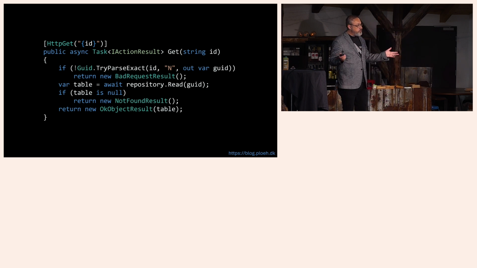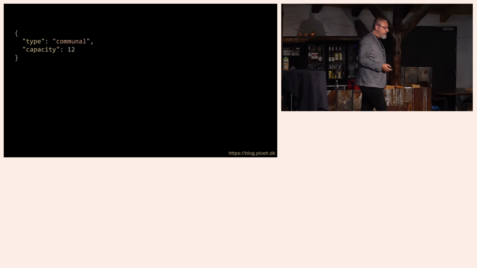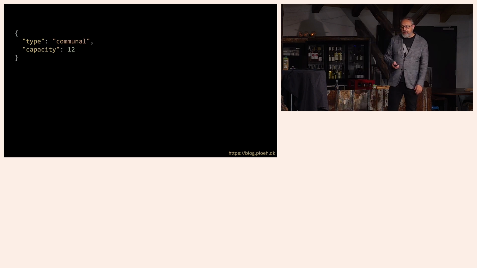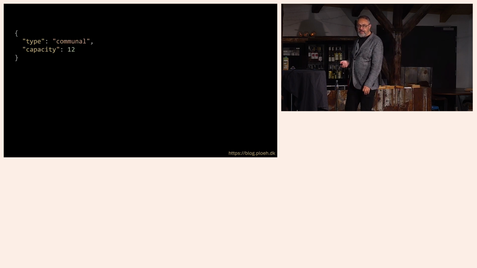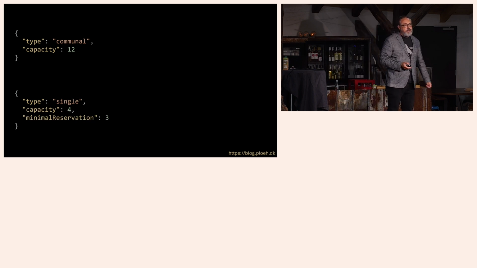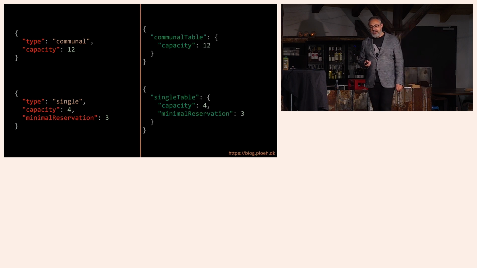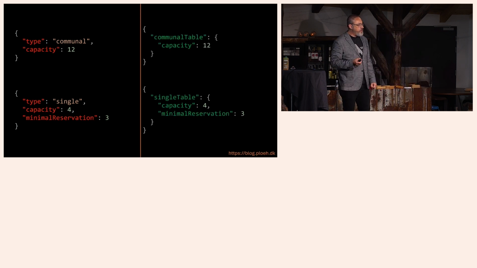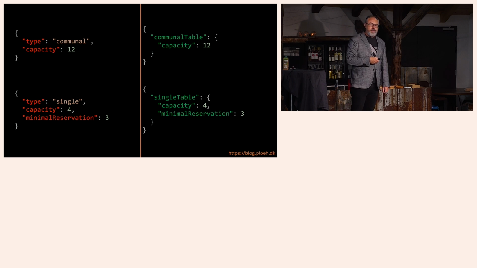So, done. Woo, that was easy. Now, what does it look like, though? So if we return a communal table, it looks like this. If we return a single table, it looks like this. Is that OK? Should it look like that? That's not what we started out with, at least. We wanted the thing on the right-hand side. We wanted these nested things, but that's not what we get. Is that a problem?